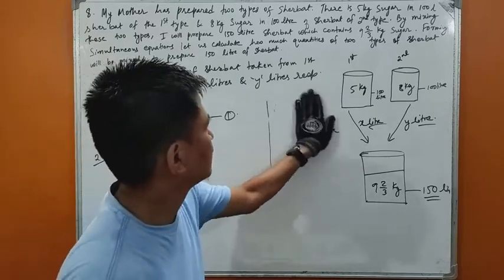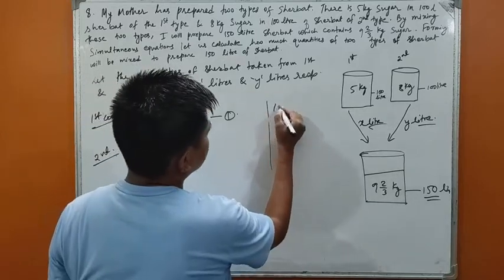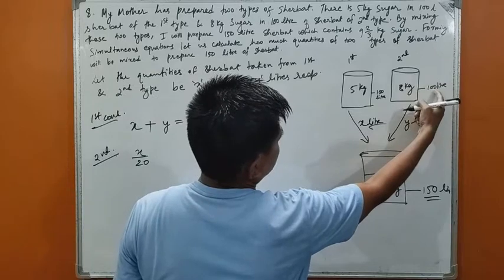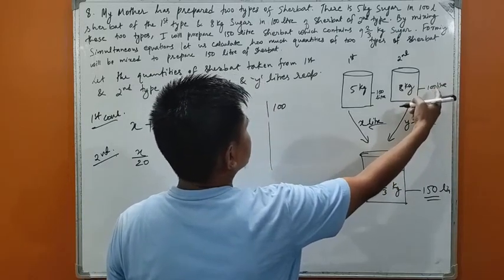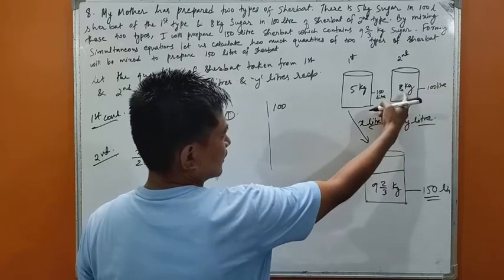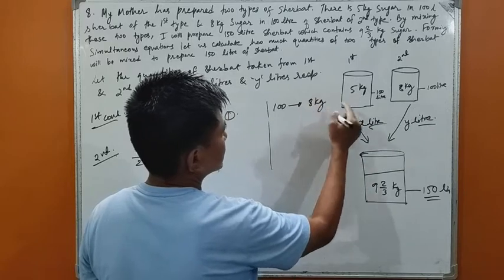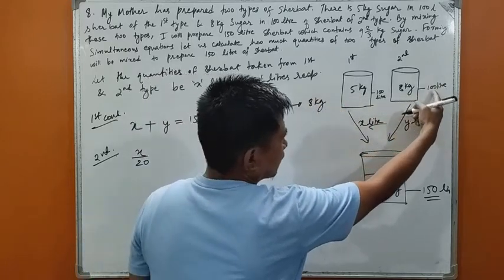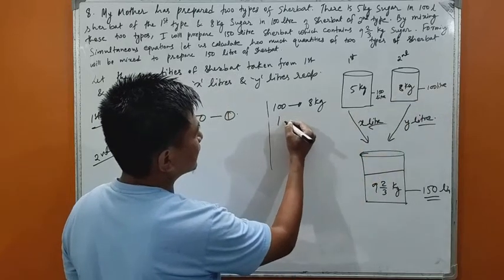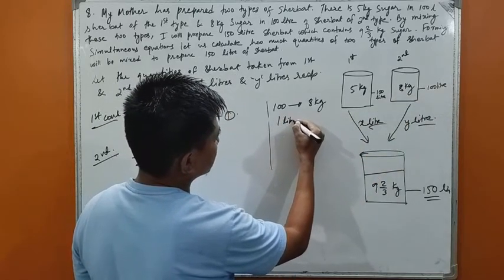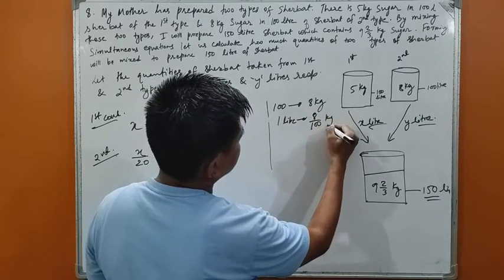So let me do the second also. The second type of sarbat is also 100 liters, isn't it? So in 100 liters there is 8 kg of sugar. In 100 liters of the second type of sarbat, 8 kg of sugar is present. So in 1 liter of the second type of sarbat, 8 upon 100 kg of sugar is present.